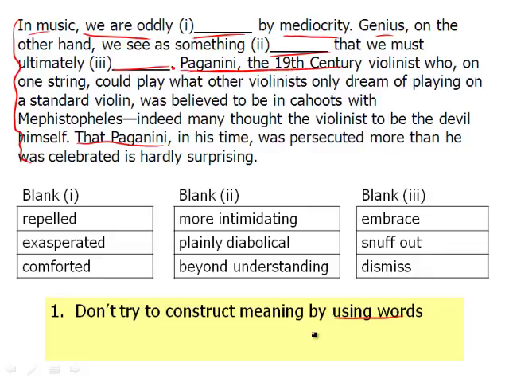In music, we are oddly blank by mediocrity. Genius, on the other hand, we see as something blank, that we must ultimately blank. Wow, that's a lot of blanking, but something about genius and mediocrity, and a contrast here: on the other hand. There's a shifter right there. So you can see that we're using knowledge from one blank text completions to help us here.